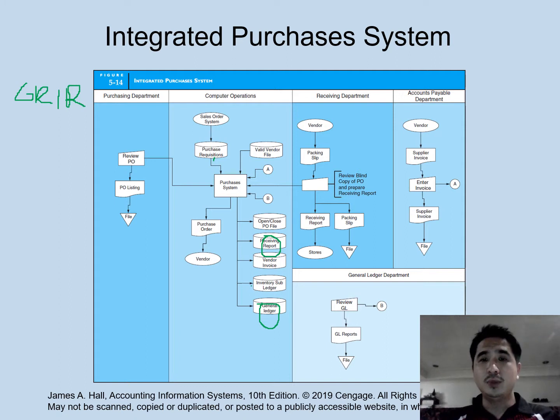So we then proceed. After the goods are received in the receiving department, the vendor will send the supplier's invoice, the vendor invoice. The accounts payable will process this one and then enter it into the system. The hard copy will be filed, and when it is entered into the system, you can see here the vendor invoice will now be updated.